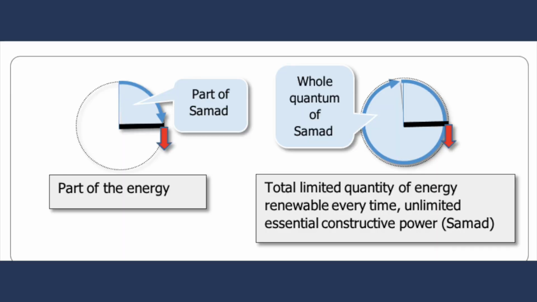So now we have the conception of the quantum. The quantum is the multiplying between two speeds of the force. A total limited quantity of energy, renewable every time, an unlimited essential conservative power: summit. So this summit is the resource of the power.